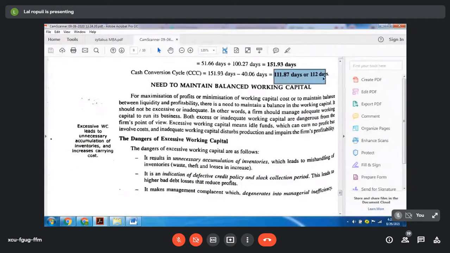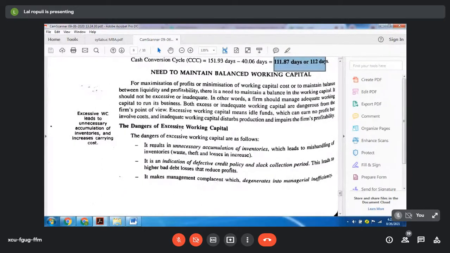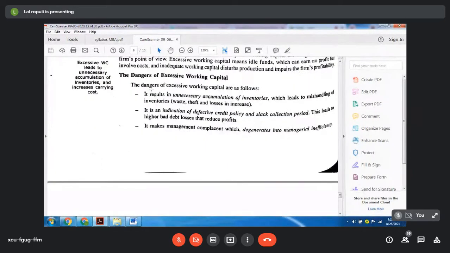Your capital will be stuck up somewhere, and of course you have to run your current operations all through the years. So this determines the requirement for your working capital. But of course, we cannot have excess working capital or inadequate working capital. We need to maintain a balanced working capital, because there are dangers of excessive working capital.